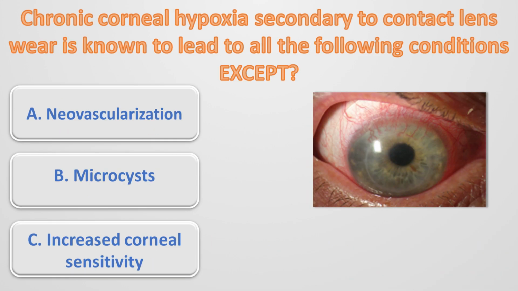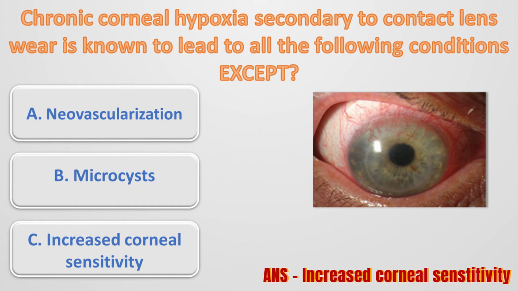Chronic corneal hypoxia, secondary to contact lens wear, is known to cause the following conditions except. Options are A. Neovascularization, B. Microcysts, C. Increased corneal sensitivity. The incorrect option is C, increased corneal sensitivity. Corneal hypoxia usually causes reduced corneal sensitivity.